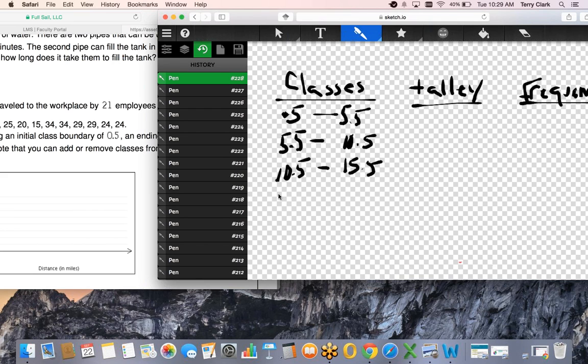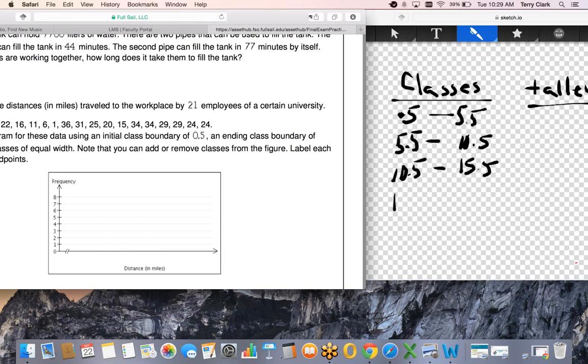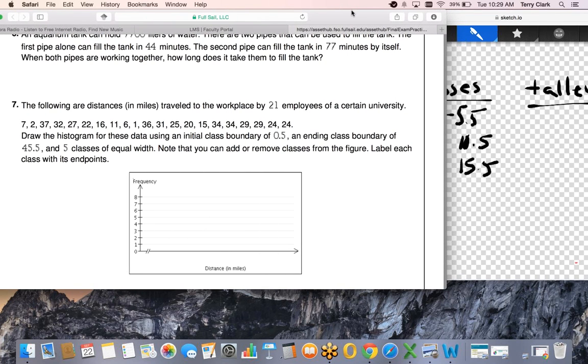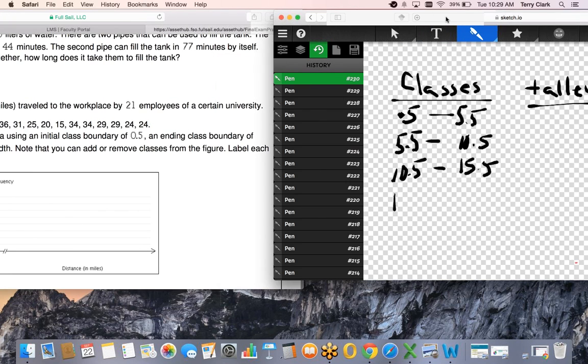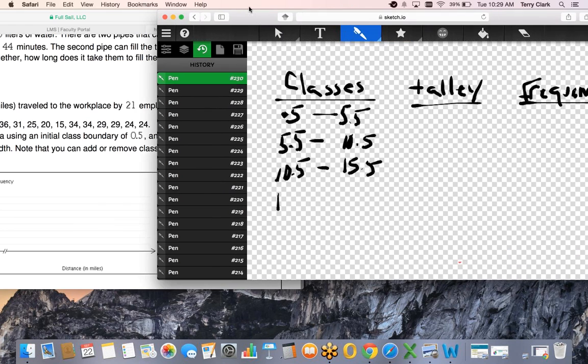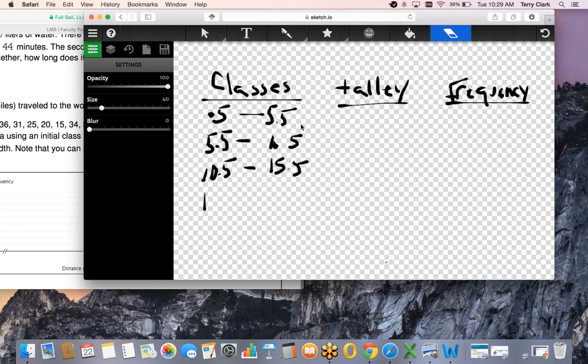Hmm, 15. Is there only supposed to be 5 classes though? What did they say? 5 classes? Oh, they said 5 classes of equal width. All right, so let's get rid of that part of it then. For some reason, I was thinking they were saying that the class width was 5.